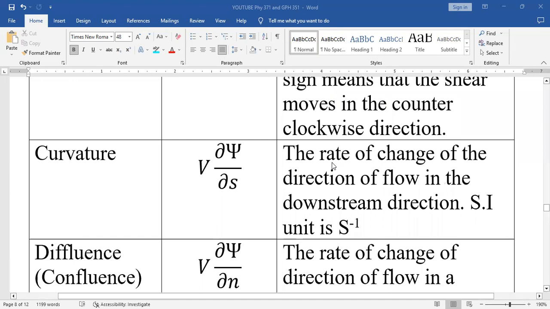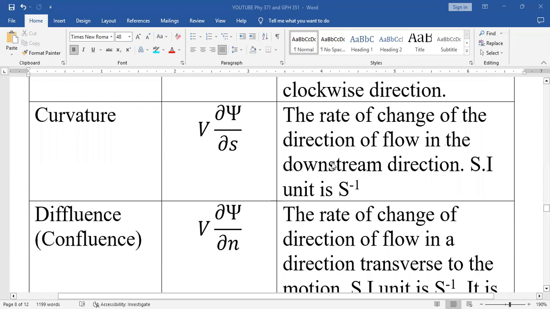We now move down to the next one, which is the curvature. Whenever we talk about curvature, it has to do with bending. Okay, so we have the v dpsi over the ds, which is defined as the rate of change of direction of the flow in the downstream direction. The rate of change of direction of the flow in the downstream direction, SI unit per second.